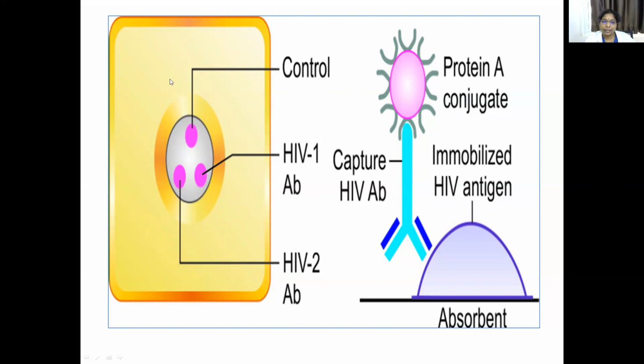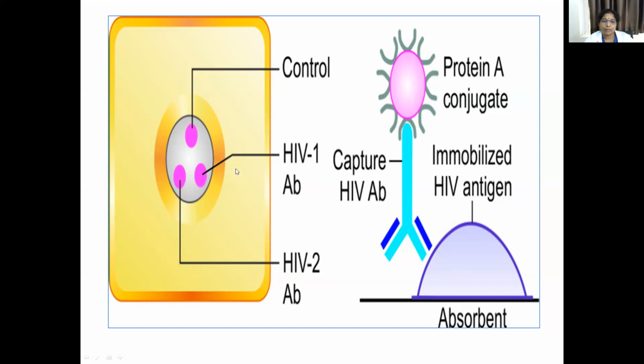After adding the patient sample or the patient serum, the next step is you have to add the buffer also. In that buffer, there is a protein conjugate. If the patient serum is having antibody, it will combine with the protein A conjugate present in the buffer, and this complex will bind to the antigen present in the nitrocellulose membrane. Then it will give a colored spot in the HIV-1 region. Same thing will happen in the HIV-2 region also.